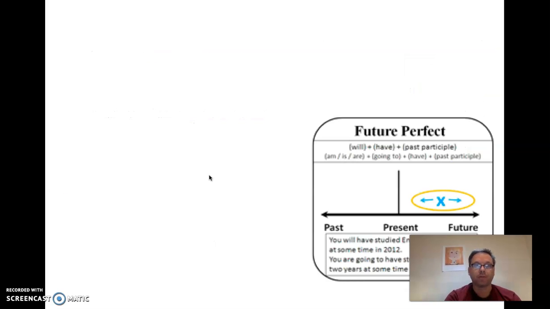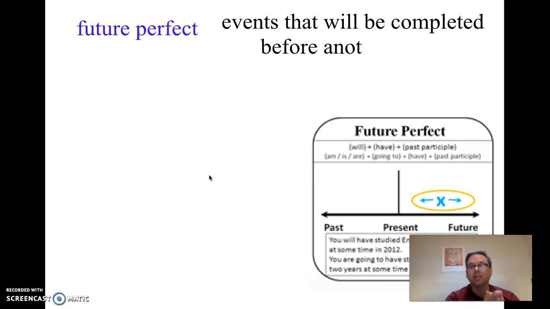Let's look at the third one. This is the future perfect. And when we think of perfect, we can think of things that are completed or that are very specific in some way. The future perfect talks about events that will be completed before another event, right? In the future. Notice the drawing here, right?